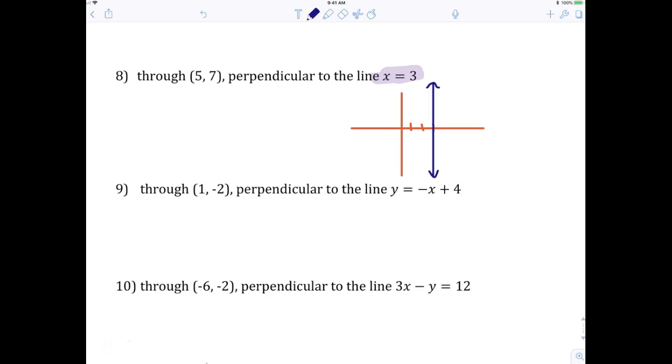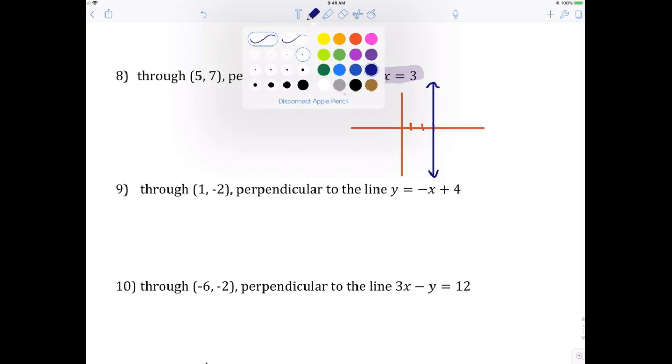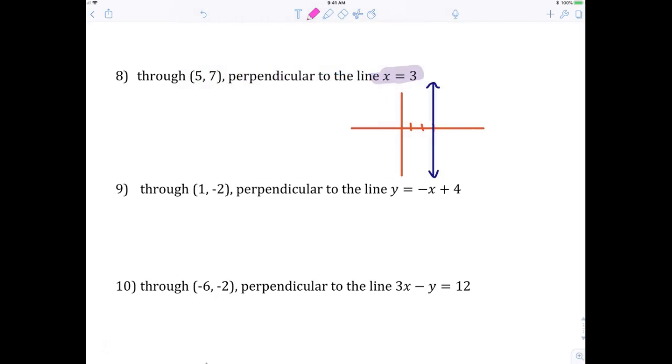So if I want to draw something that's perpendicular to that blue line, it's going to have to be what type of line? It would have to be a horizontal. All right, so now I'm going to draw a horizontal line. Does everybody agree that line right there is perpendicular?